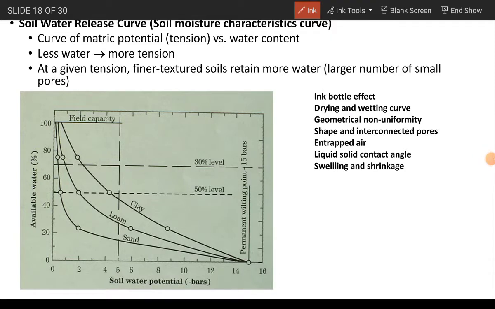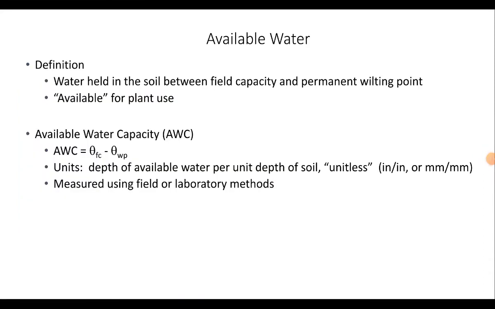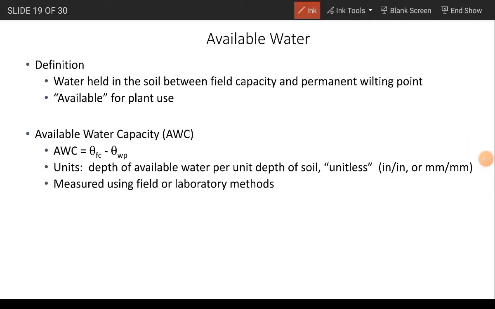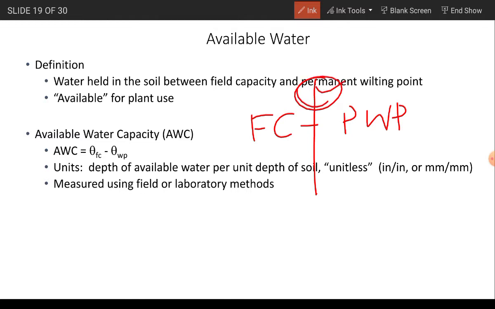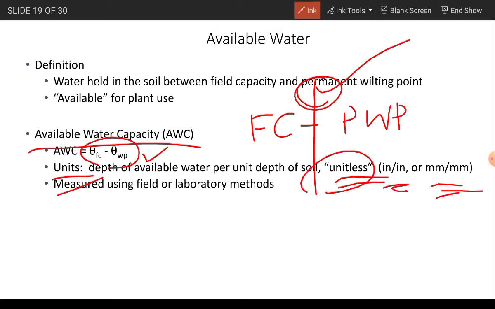The next one is the available water. What is available water? As I told you, the range between field capacity and permanent wilting point is called available water. Available water capacity: what is available water capacity? As I told you, it is the water between wilting point and field capacity. The units, it is unitless, or it can be written in mm. It is measured using field and laboratory methods, and there are different methods. We will be studying how to measure available water.